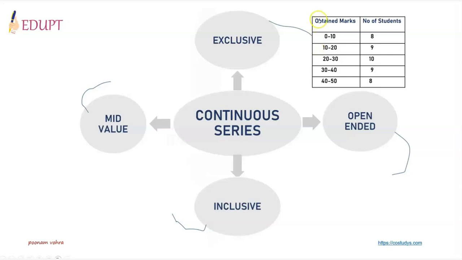For example, this information is about marks obtained by the number of students. Now, in the first case, marks varying between 0 to 10 are obtained by 8 students. In the second case, marks varying between 10 to 20 are obtained by 9 students.